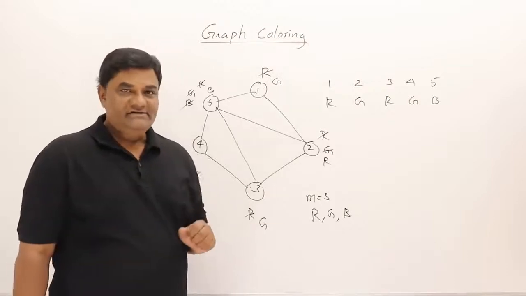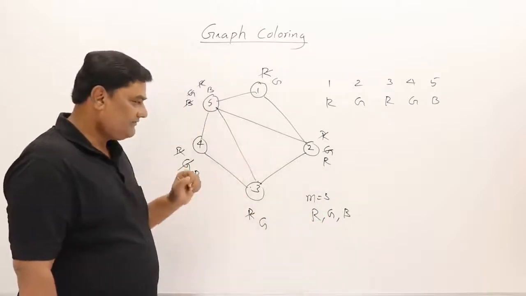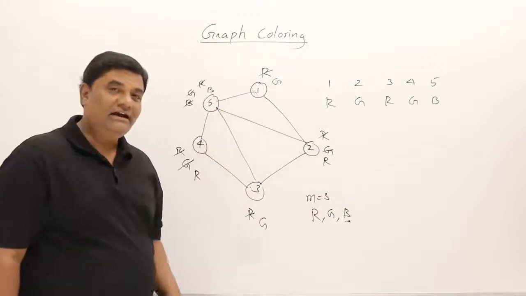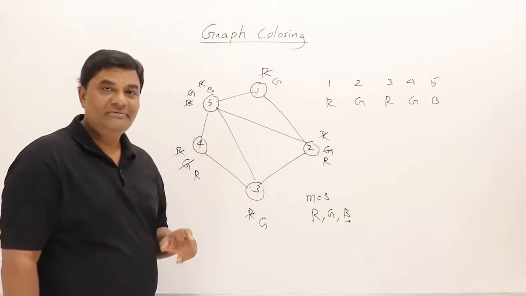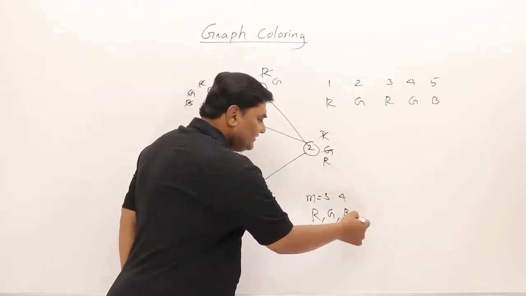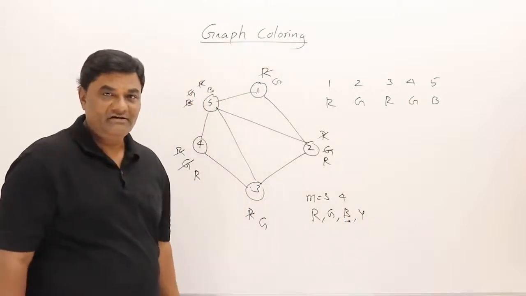Here we learn 2 things. See, 3 colors were given to us and we have colored the graph. If I give just 2 colors, I don't give blue color, can the graph be colored? No, it cannot be colored. So if I give 4 colors, one more color, yellow, can the graph be colored in that? Yes, it can be colored.